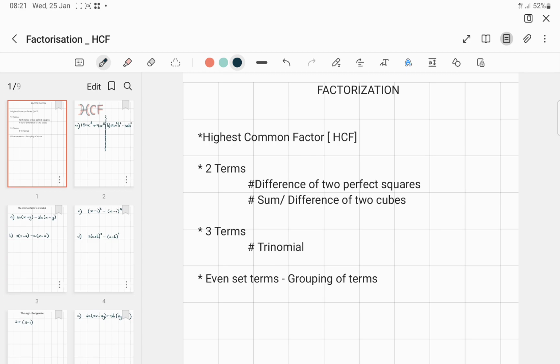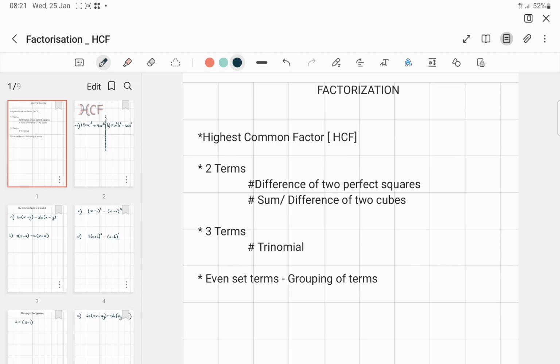I have to make a few videos, and we're going to make one on each of these subheadings underneath factorization, just because otherwise it will take so long, and I really want to cover everything perfectly on all types of factorization and all the types of sums that you can get.